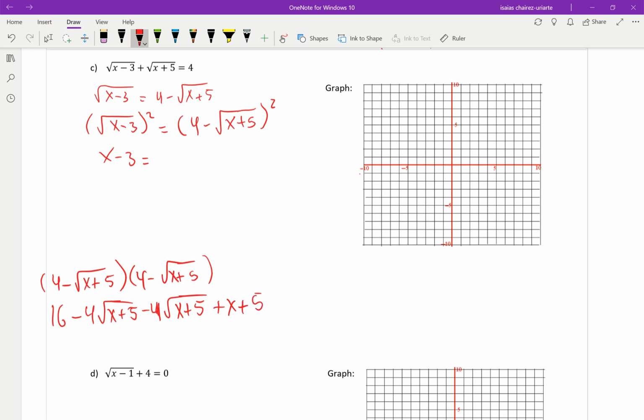Let's collect like terms. That becomes x, because of this lonely x right here, and then 16 plus 5. 16 plus 5 is 21. And then negative 4 square root minus 4 square root, that's negative 8 square root. So the right-hand side, if we multiply this out correctly, is x plus 21 minus 8 square root of x plus 5.